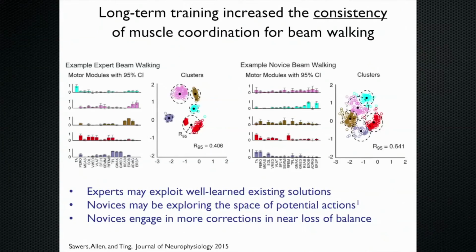So here are the motor modules, and we do this mapping, which preserves the distances between the modules from one trial to the next. And all this shows you is that the motor modules recruited by the experts are much more consistent and distinct than the ones we see from our undergraduate students. And this is during the portion of the beam when they're not falling off.